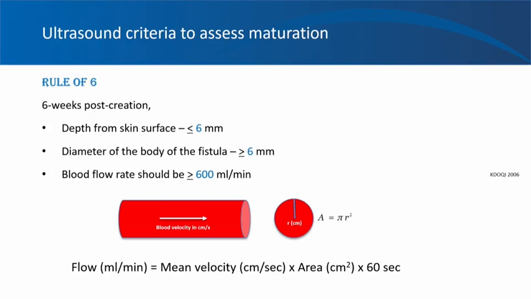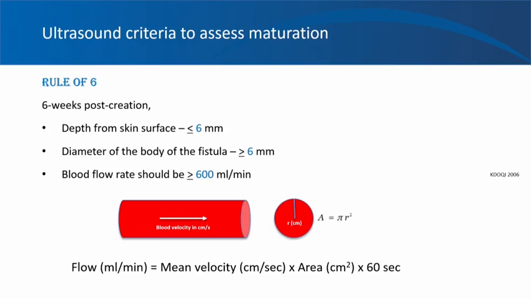So how do we assess for AVF maturation? We follow a rule of 6, endorsed by the KDOQI guidelines 2006. That is, at 6 weeks post-creation, the depth of the fistula from the skin surface is less than or equal to 6 millimeters, and the diameter of the body of the fistula is more than or equal to 6 millimeters, and the blood flow rate should be more than 600 ml per minute. So everything is 6 here. So 6 weeks post-creation, less than 6 millimeters deep, and more than 6 millimeters wide, and more than 600 ml per minute flow.